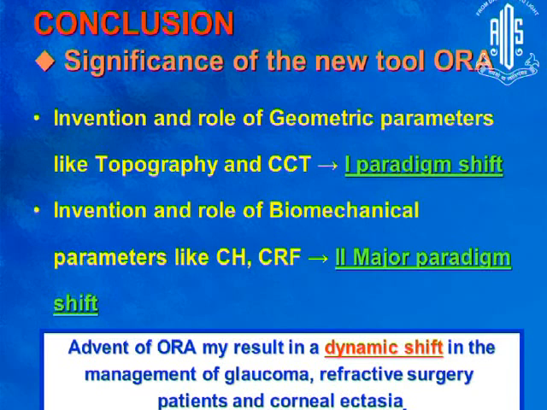So what is the significance of the ocular response analyzer? The invention and role of geometric parameters like central corneal thickness and topography represented the first paradigm shift in the management of glaucoma, whereas the invention and the role of biomechanical parameters like corneal hysteresis and corneal resistance factor will represent the second major paradigm shift in the diagnosis and management of not only glaucoma but also screening for procedures like refractive surgery.